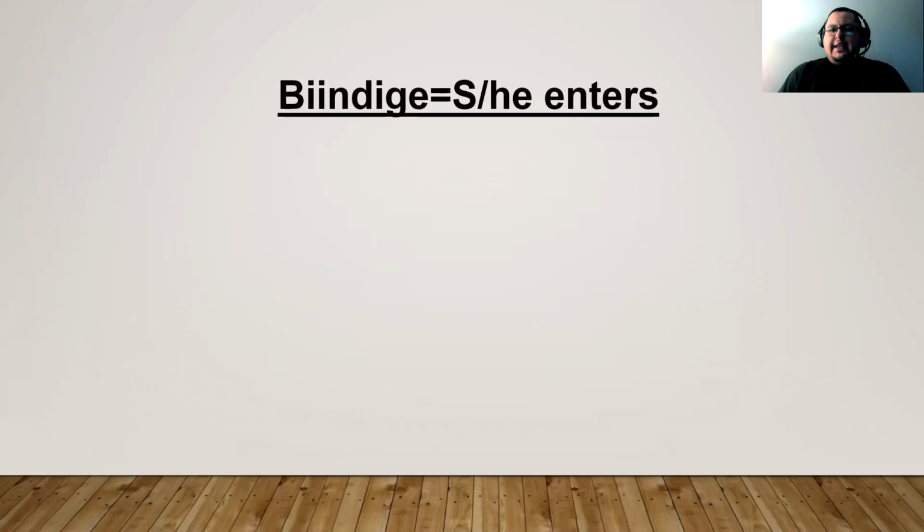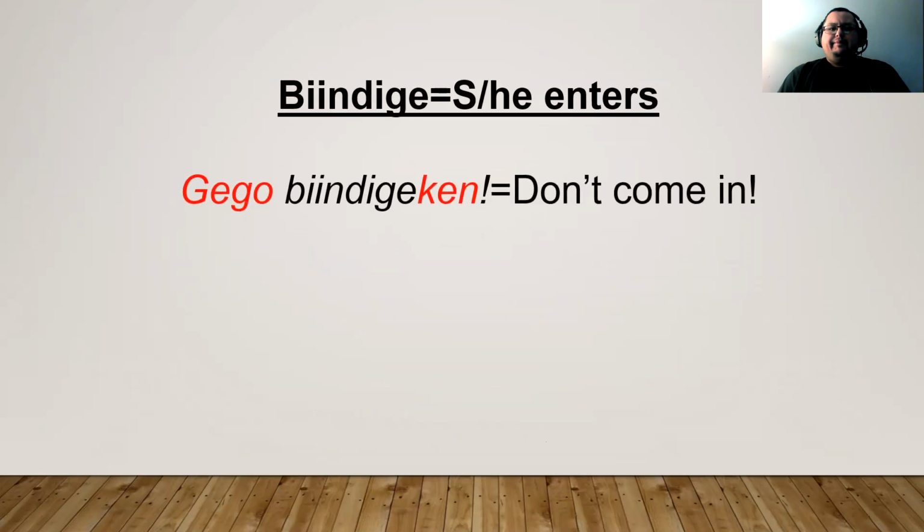So we had bindigay as our verb, meaning she or he enters. When we negate that, our command turns into gego bindigay kane. Okay, gego bindigay kane, don't come in. If we just said bindigain, that means come in to one person. But when we negate that to one person, we have gego bindigay kane, don't come in.